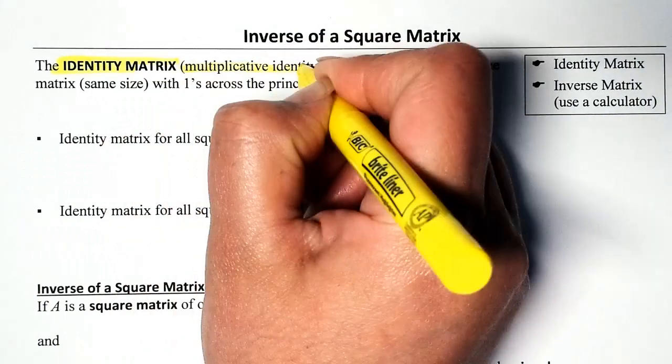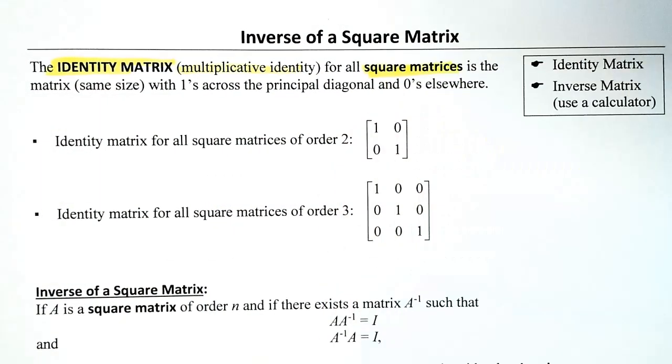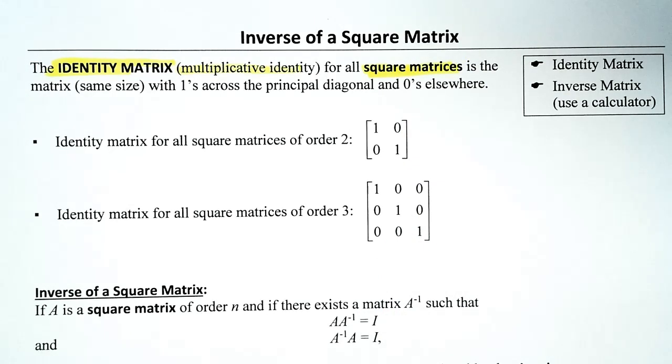It's hard for me to say. The identity matrix is for square matrices. We only have identity matrices for square matrices only. What does that look like? I'm going to show you by example.